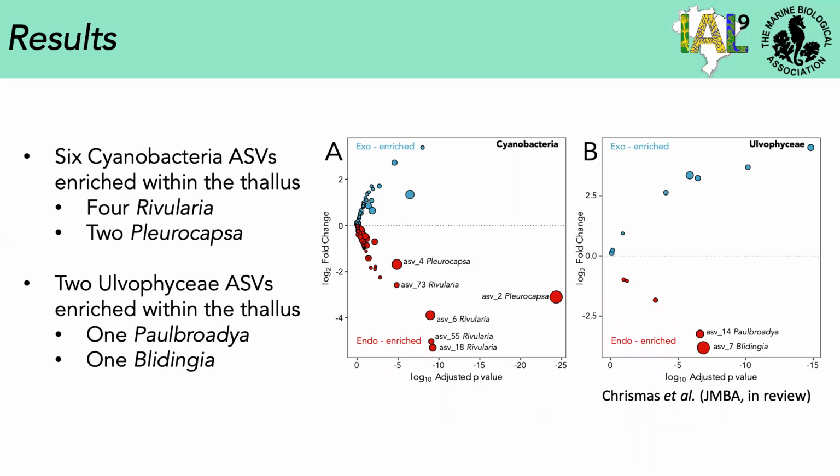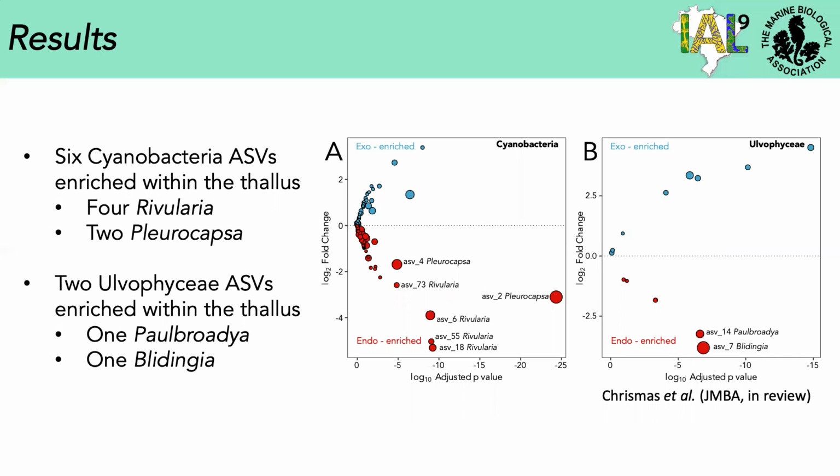To get a more detailed idea of which lineages were enriched within the thallus, we compared the differential abundance of sequences between the interior and the exterior. And the outcome of this was that we found 4 different sequence variants of Rivularia enriched in the thallus, which is expected as this is the main photobiont. But we also found 2 sequence variants related to Pluricapsa, one of which was extremely abundant. And this is very interesting, since Pluricapsa has never previously been reported as being in association with Lichina pygmaea.